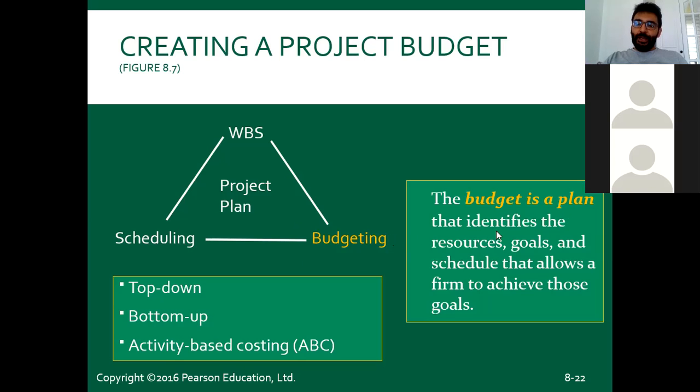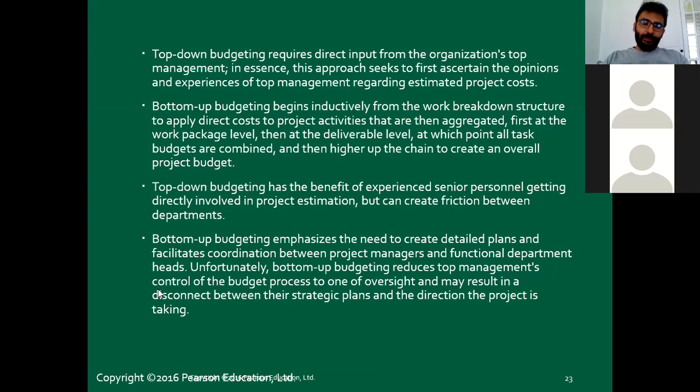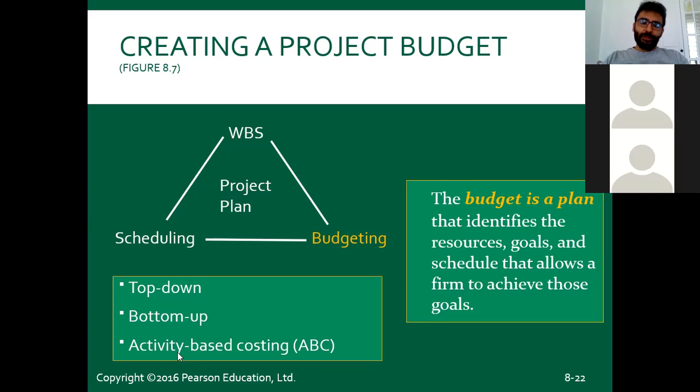A budget identifies the resources, goals, and schedule that allows a firm to achieve their goals. Very, very important. And there are different types of creating a project budget. I mean, who decides that, right? Who will decide the project budget? Me, project team members, project manager, the company CEO, who? There are different approaches here. Let's look at them: top down, bottom up, and activity-based costing.